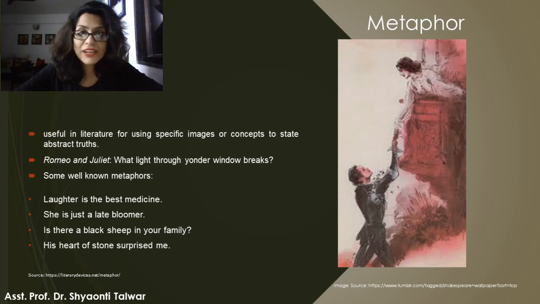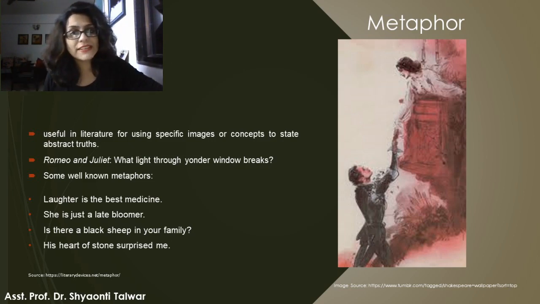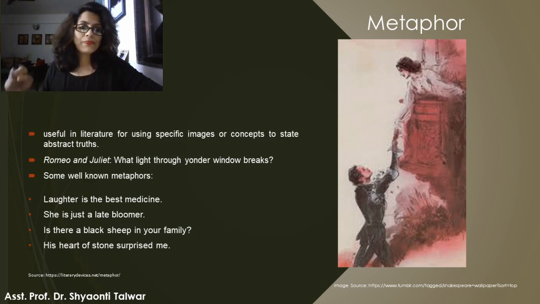Is there a black sheep in your family? His heart of stone surprised me. So, it doesn't mean that his heart is actually made of stone. It means that he's very unfeeling, like a stone. A stone will not react, it will not move, it will not wither, it will just be there. It is a symbol of negative resilience. So, it is incapable of expressing anything.